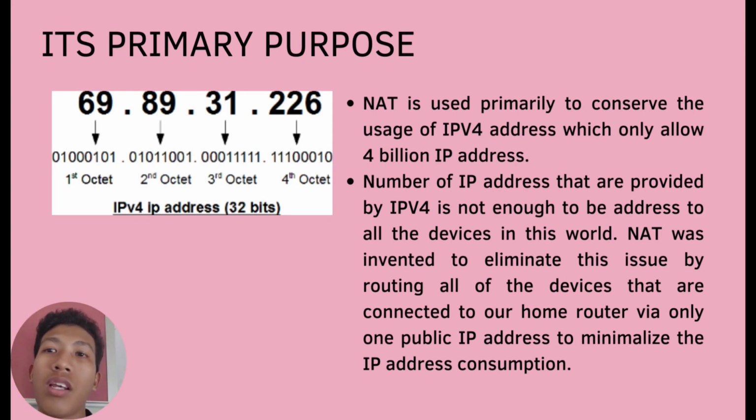So based on the diagram on the left, is the example of an IPv4 IP address, which only consists of 32 bits. A 32 bits only have a possibility of 4 billion types of number only.